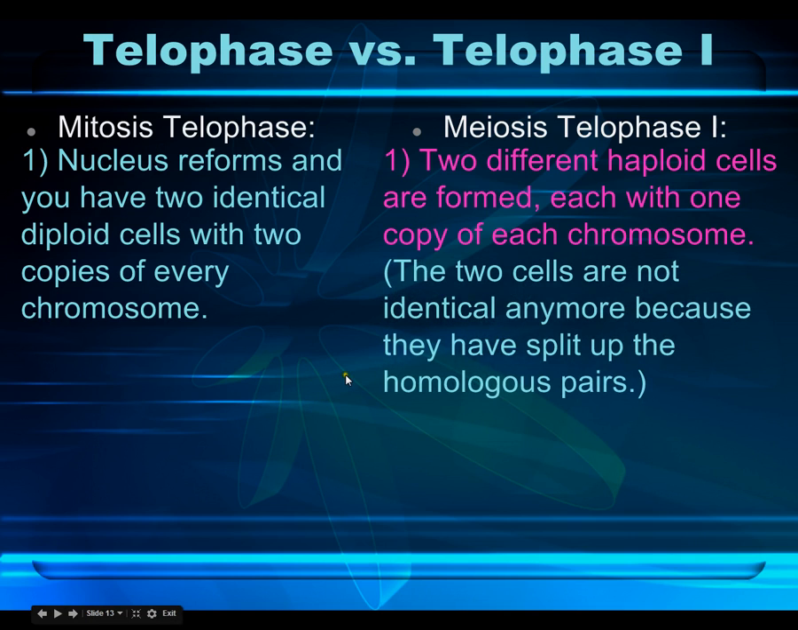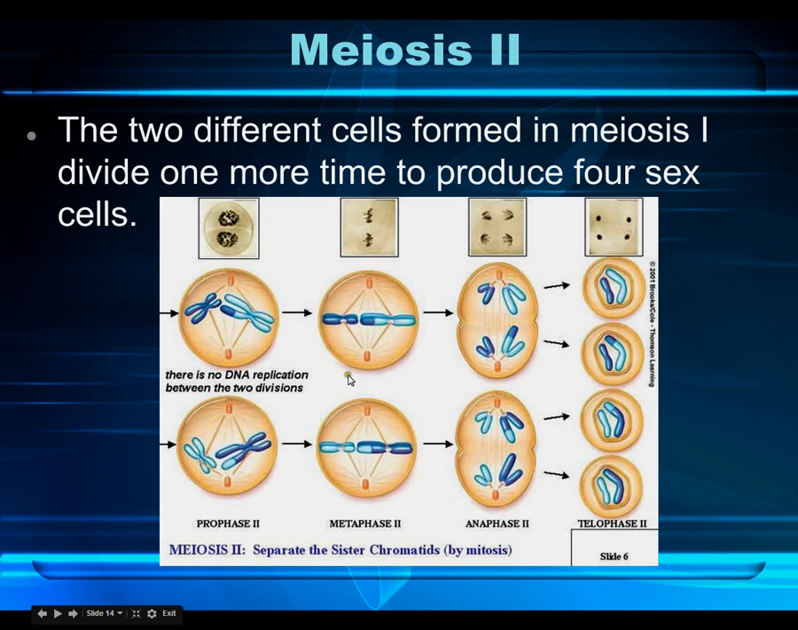In meiosis II, the purpose is to separate those sister chromatids. So let's take a look at that. Here are two cells that were formed in meiosis I. This one has the long chromosome, this one has the long chromosome. Has the short one and the short one. So here's Prophase II. In Prophase II, the spindle fibers attach to the center of the chromosomes. In Metaphase II, those are lined up in the center of the cell, similar to mitosis. And in Anaphase II, those sister chromatids are pulled apart.